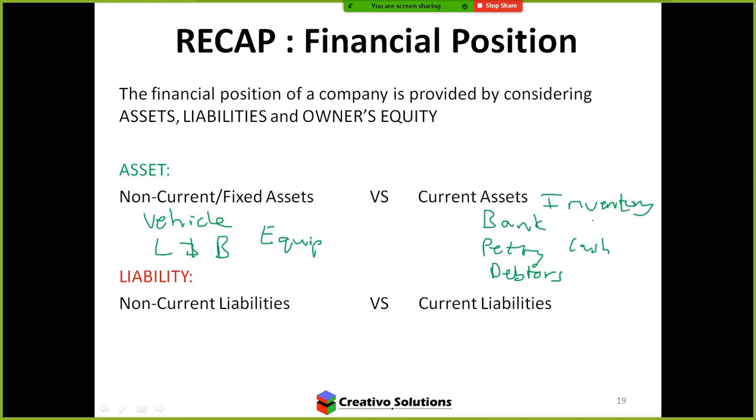There could be others. So you could add to current assets prepaid expenses and accrued income. Those are also current assets. Those are receivables, trade and other receivables.